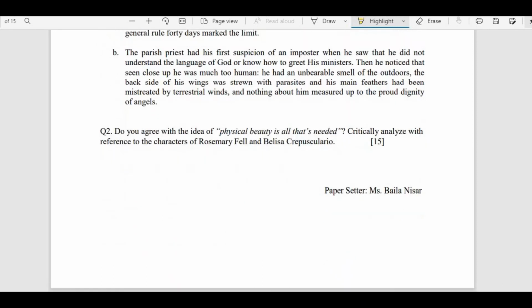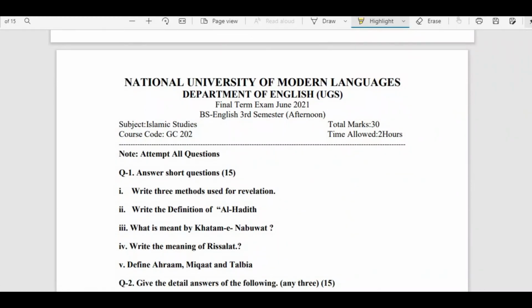And then question number 2: do you agree with the idea that physical beauty is all that is needed? Critically analyze with reference to the context of the characters Rosemary Fell and Palisa. These are two characters taken from different stories: Rosemary's character and Palisa's character from the short story Two Words. Obviously we don't agree with this statement, because physical beauty doesn't matter at all. What actually matters is the virtue, the character. Beauty is nothing.